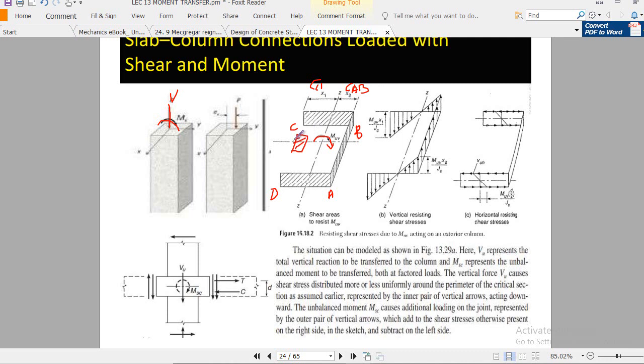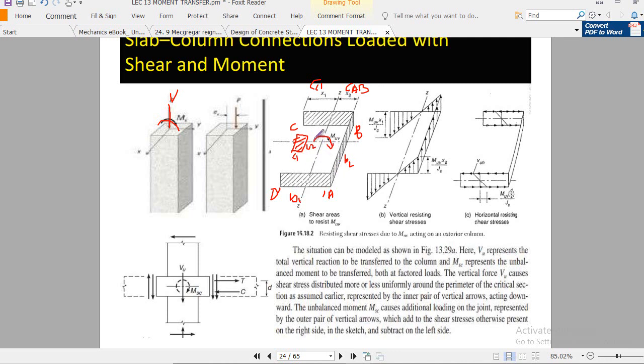Now you see here that this side is perpendicular to this axis, so that's why this is now your b1, right? And this side is parallel to the z-axis, or the axis about which the moment is acting, so that's why this side is now b2, right? Now remember, this side of the column is c2, and this side of the column is c1, right?